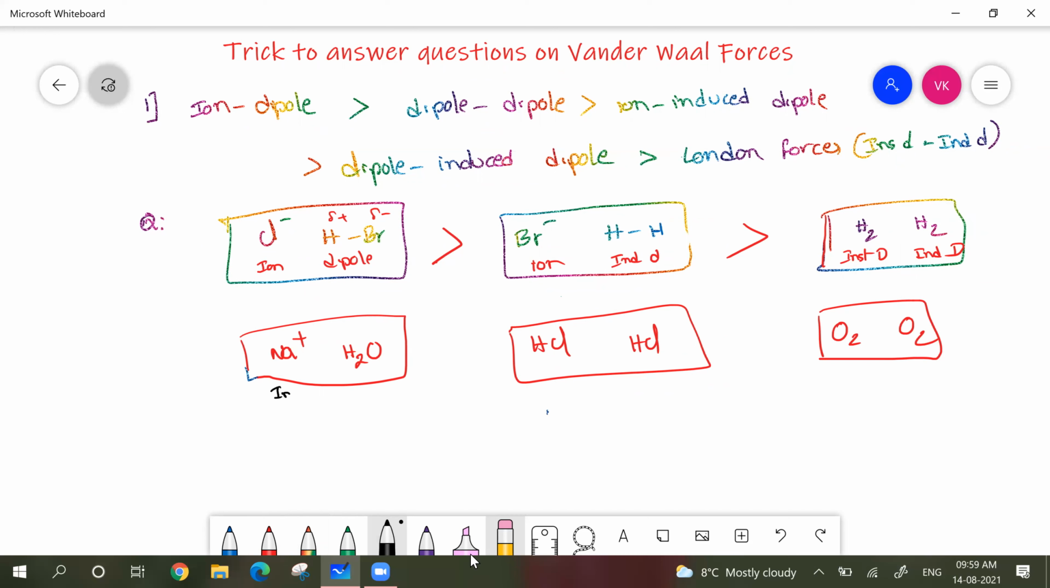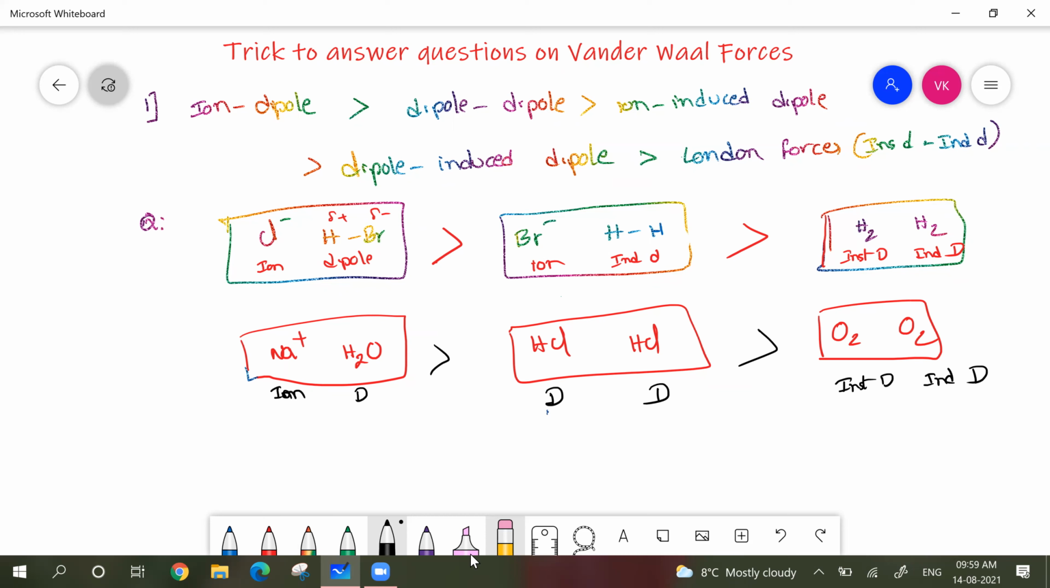Just pause the video and try. This is an ion and this is a dipole: ion-dipole interactions. Here, this is a dipole and this is a dipole: dipole-dipole interactions. Here both are neutral, which means instantaneous dipole-induced dipole. So which will have the highest forces? Obviously ion-dipole, followed by dipole-dipole, followed by instantaneous dipole-induced dipole. So the answer will be like this. Clear, students?